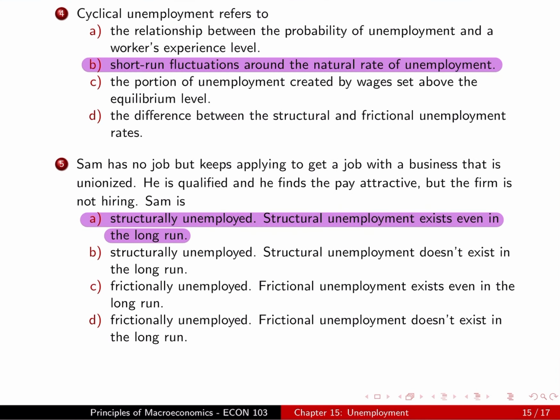Question number 4. Cyclical unemployment refers to what? Cyclical unemployment refers to the fluctuations in the unemployment rate that occur due to changes in the real business cycle. It represents the deviation of the actual unemployment rate from the natural rate of unemployment, which is caused by economic downturns, recessions, or periods of slow economic growth. So the answer is B, short-run fluctuations around the natural rate of unemployment.